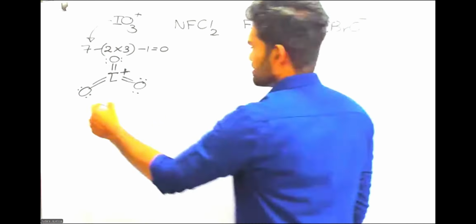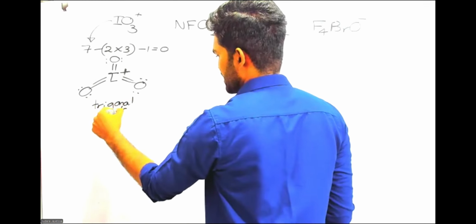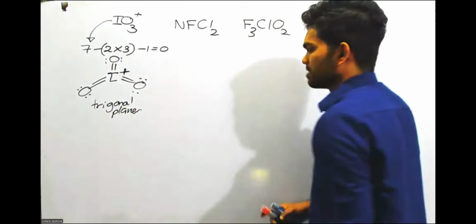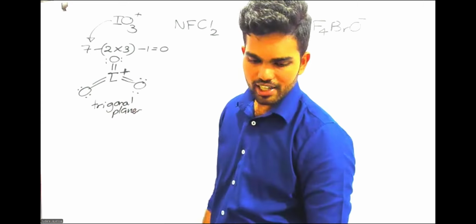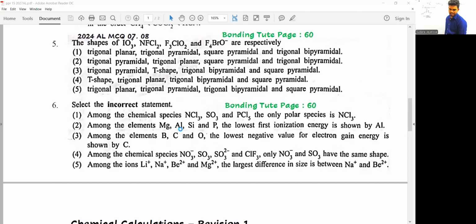Right. So it is going to be trigonal planar. So you can go to the answers and see how many answers are having trigonal planar. So like that, let's try to eliminate. So 4 answers are having trigonal planar. You can eliminate the 4th answer. Then go to the next one.